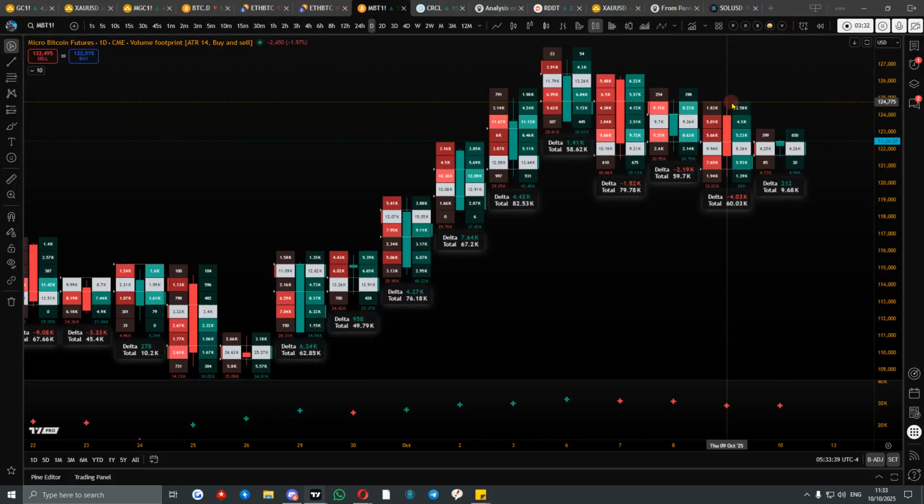So the delta tells us the imbalance. Okay, so we get an imbalance between the number of contracts bought and the number that was sold, and that inevitably leads us to understand who won that particular battle. Was it longs? Was it shorts, for example?